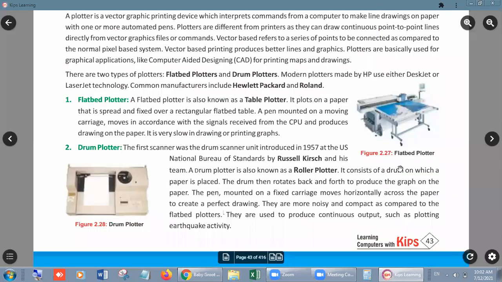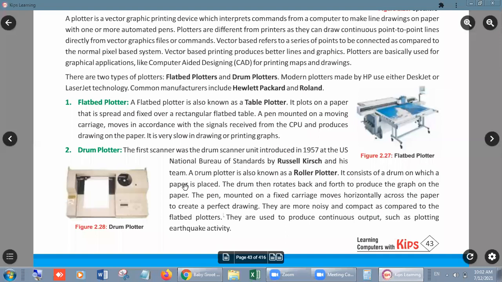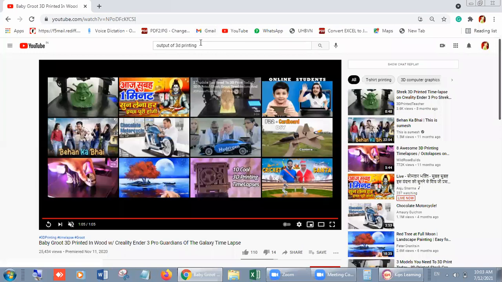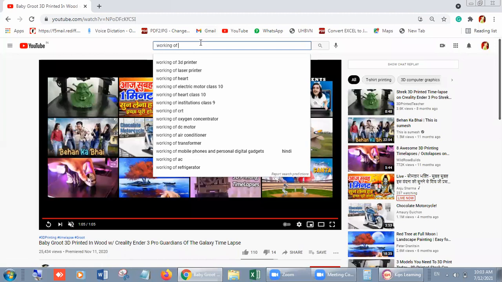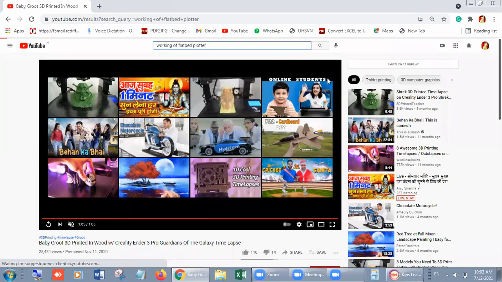First is the flatbed plotter. It's a straight printing. It always makes a straight printing. And the second is the drum plotter. Drum means rolling. Every paper is rolled in the form of a drum, right? And it makes some printout. I am showing you the working of both plotters, first the flatbed plotter. It will take only 1 minute.